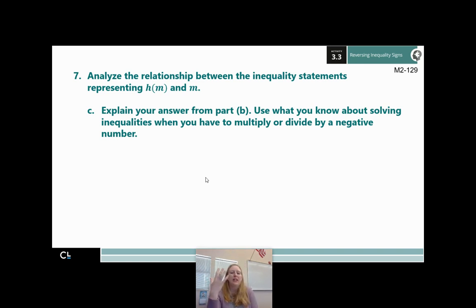So explain our answer from part B, that we noticed the inequalities were all reversed. Use what you know about solving inequalities when you have to multiply or divide by a negative number to explain why all of our inequalities were reversed. Go ahead and hit pause, write it down, and then hit play when you're ready to check your work.